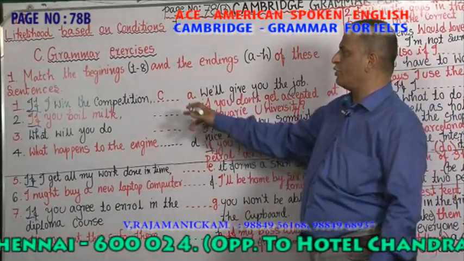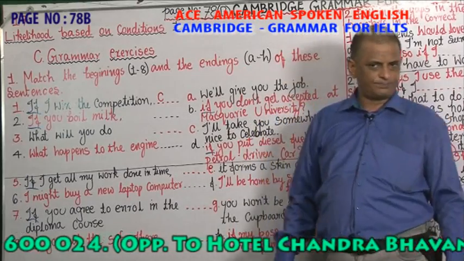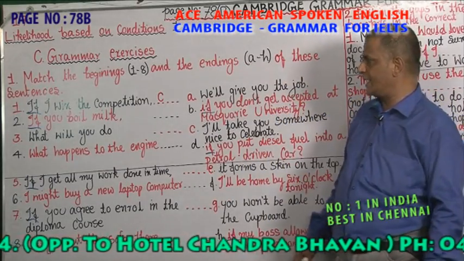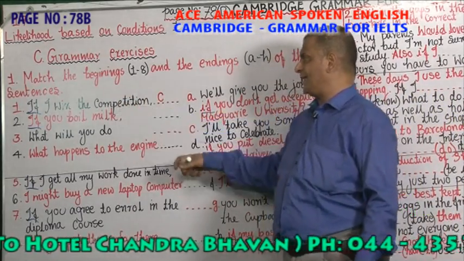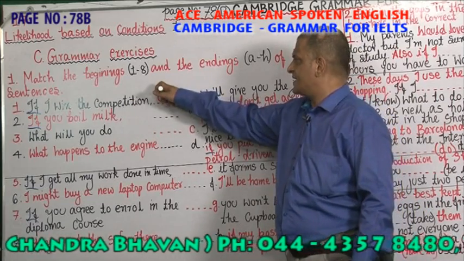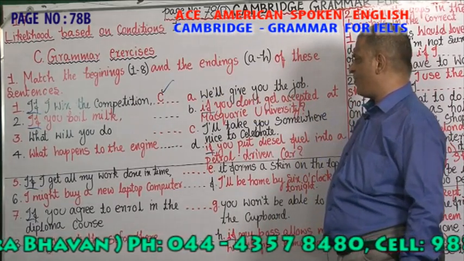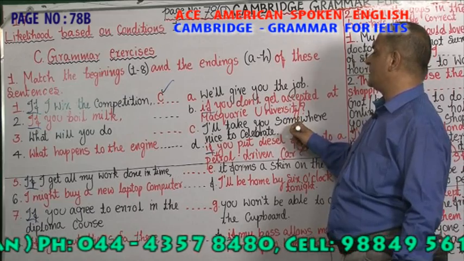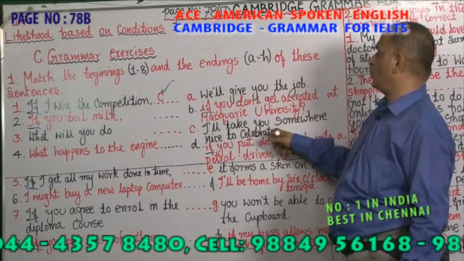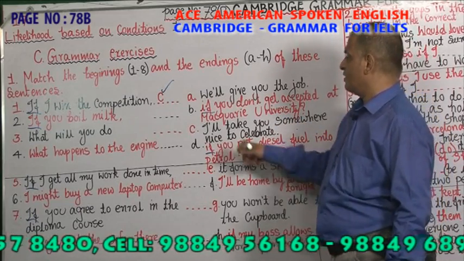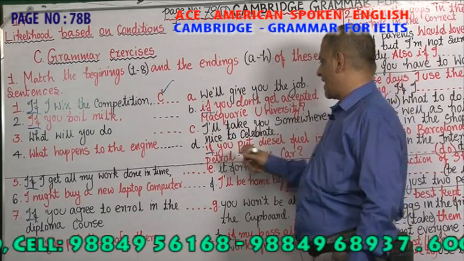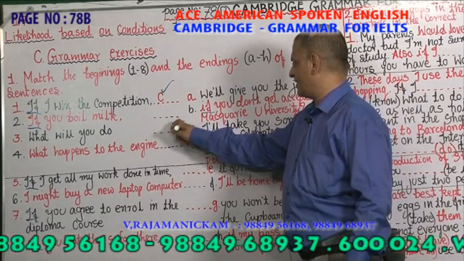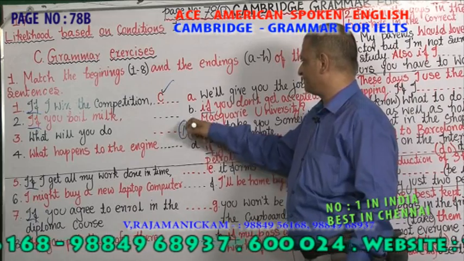Dear friends, now you have to match the sentences. See here, if I win the competition, an example is given. C is the correct answer. If I win the competition, I will take you somewhere nice to celebrate. For C it is 1, right? So C it is 1.